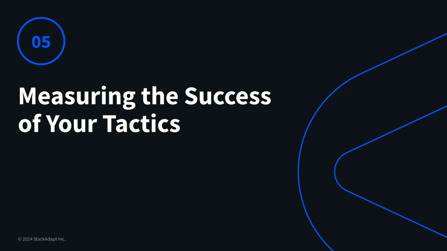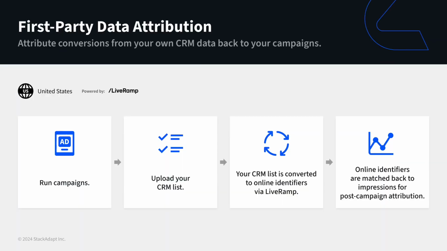So now we're going to talk about measuring the success of your tactics. One thing that we do want to highlight is the full picture of attribution when it comes to our first-party data attribution measurement solutions. You can easily tie back your campaign spend to both offline and online conversions, and that can be measured with or without a pixel as long as the action is stored in your data management system or platform.